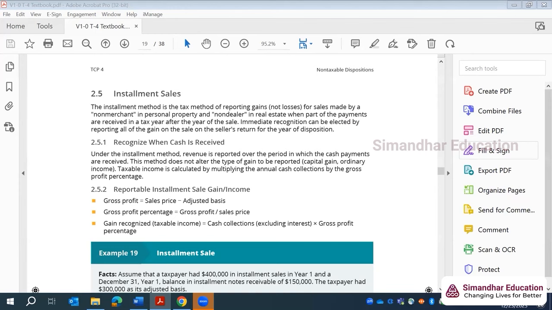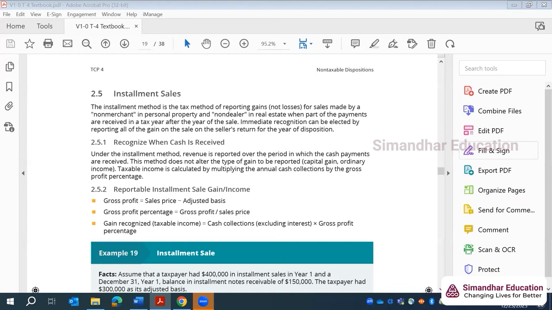All right. So the next topic that we are going to do today is installment sale. So installment sale, this is applicable for a non-merchant or a non-dealer. Basically who's not in the regular business of installment sale. So under this installment sale, you will recognize profit or you will recognize gain depending upon the installment amount that you are receiving.